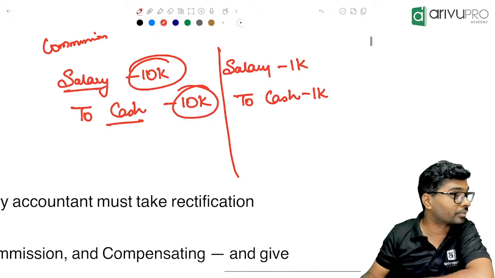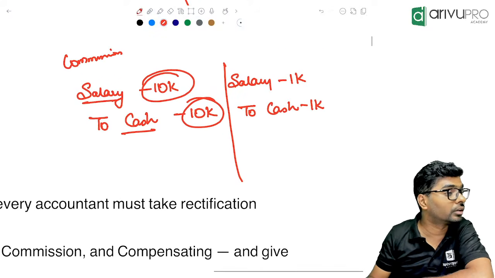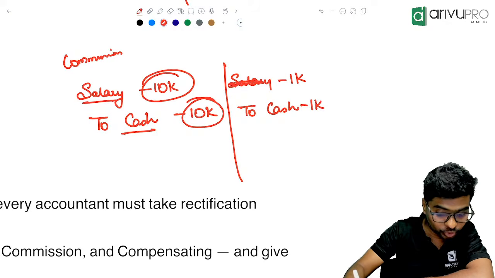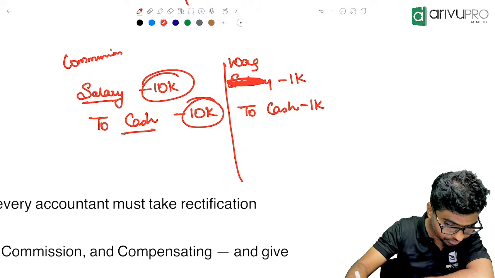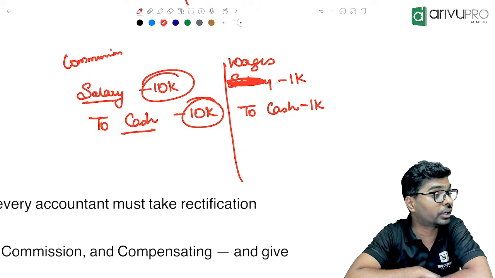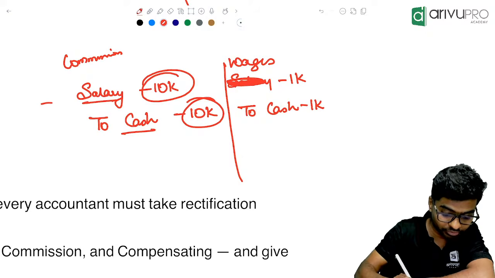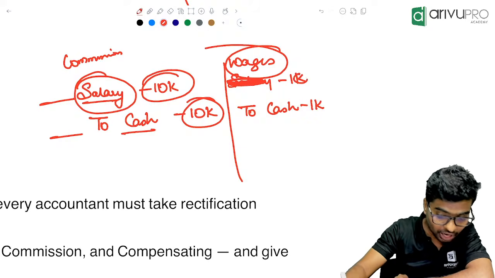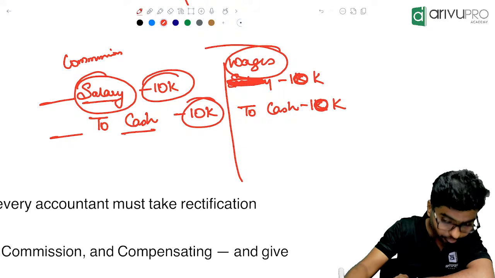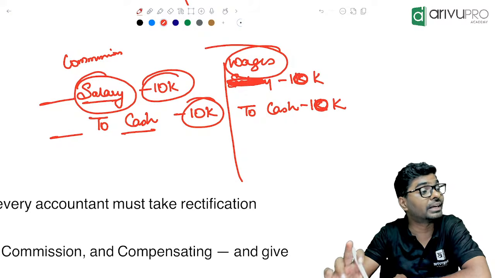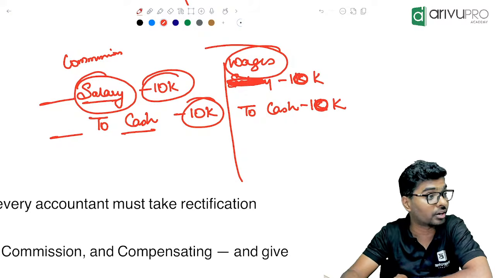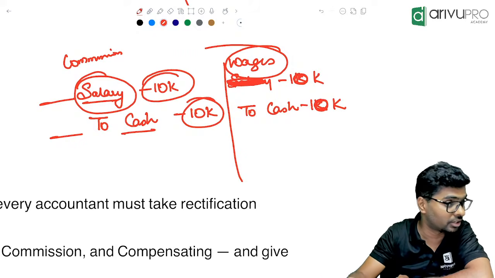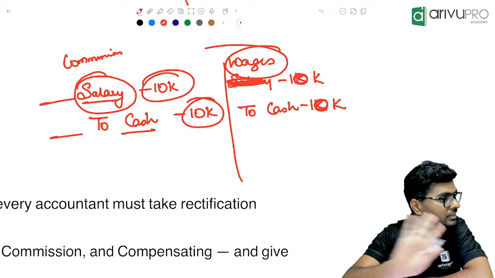One more thing. Now, instead of salary to cash, I wrote it as wages to cash. What is happening? Salary got replaced with wages, but the amount was right. But the names of the account, you wrote it wrong. Then we call it what? Error of commission. Understood? Just a brief.